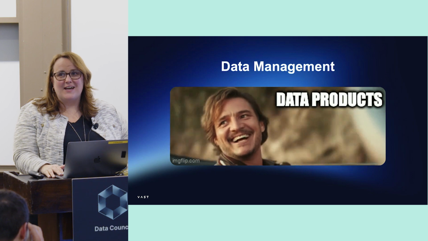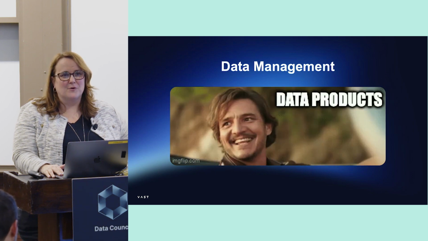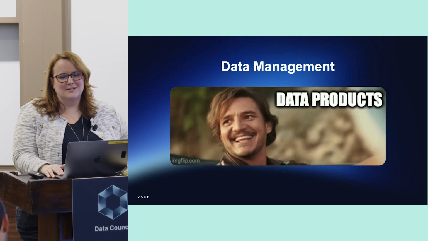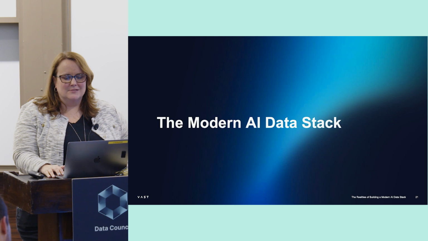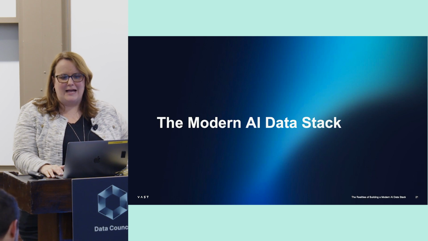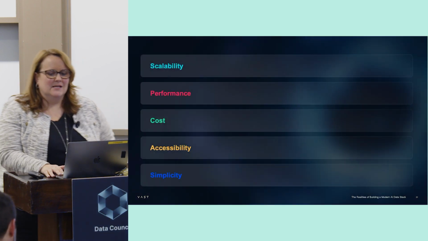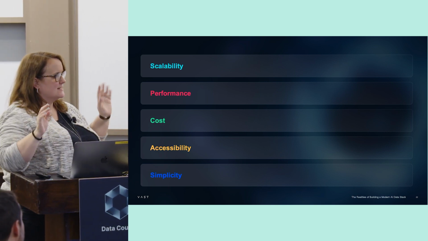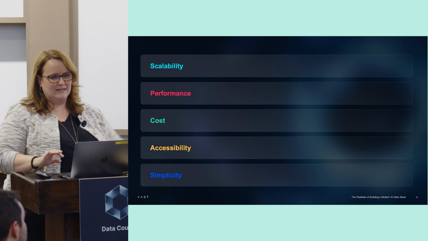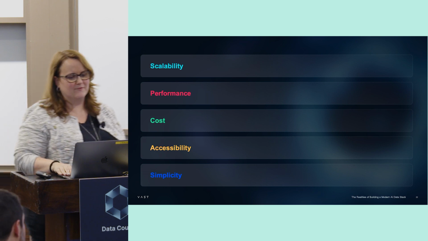Yeah, so I think for AI engineers in the future, focusing on things like data products is going to be really important. So, all right. Moving forward, let's talk about the modern AI data stack and what that looks like. I'm going to deep dive into each of these. We've got scalability, performance, cost, accessibility, and simplicity. All right, and I'm doing okay on time, so I have time for this.